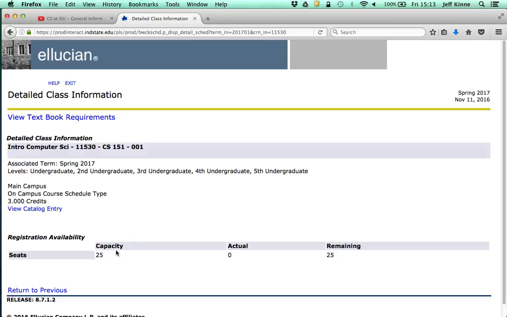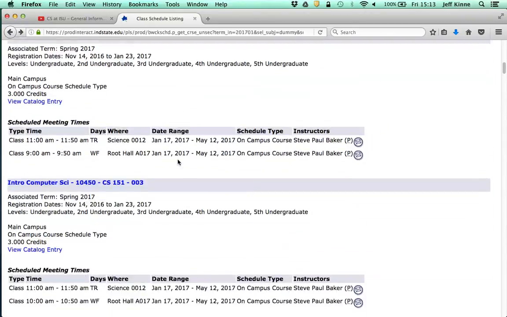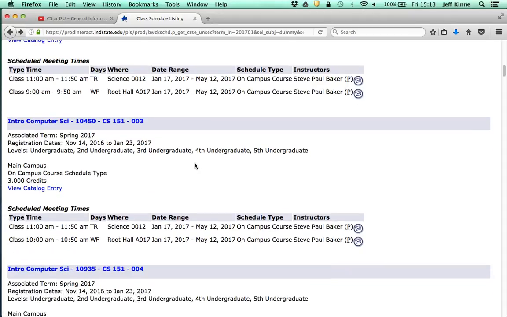For some of the courses we put a lower capacity initially than is really possible, so that we can save seats or make sure that the courses get filled up equally. So CS 151 will have 3 sections. We put each of those at 25, and then as they fill up, we increase that capacity.